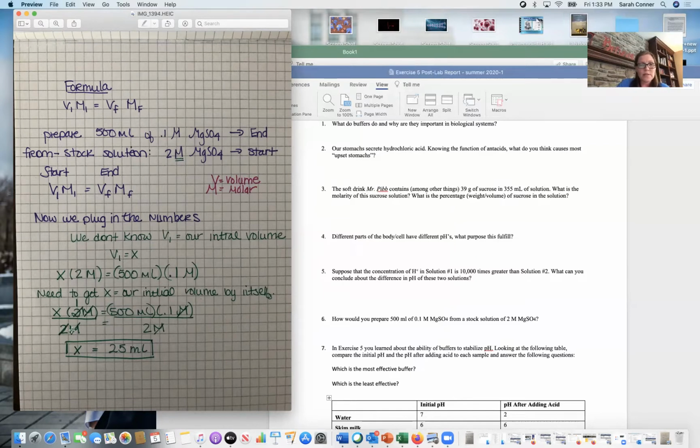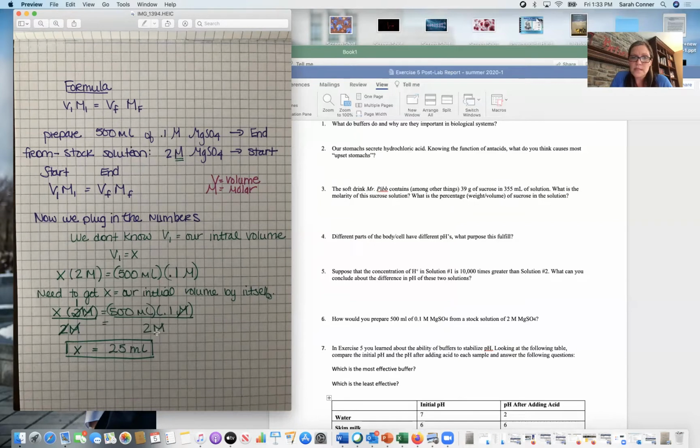So I just do the math. The M's are crossed out because they cancel each other out. 2 and 2 makes it 1, so we get X on this side by itself. We divided to get X alone by itself, so it becomes just an algebra problem. Now what we do to one side, we have to do to the other. The molarity cancels out. So now we just take 500 times 0.1 divided by 2.